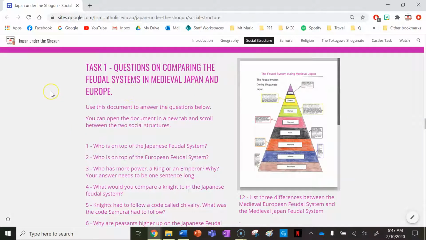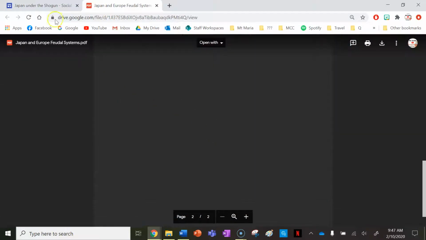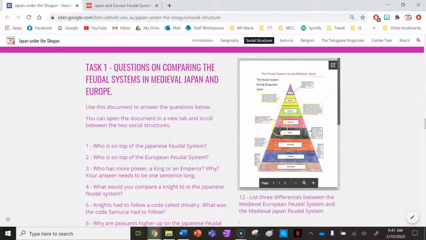So task 1 is questions on comparing the feudal systems in medieval Japan and Europe. Use this document here to answer the questions below. You can open the document in a tab like so if you want to zoom in a little bit more, if you just want to open that one up.